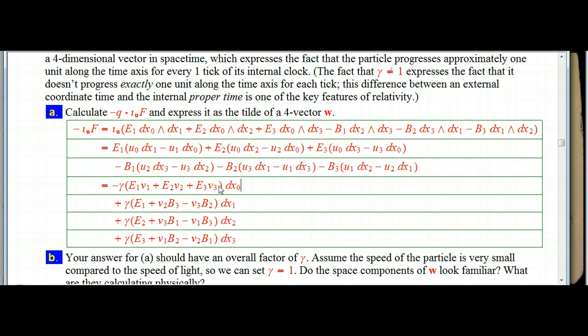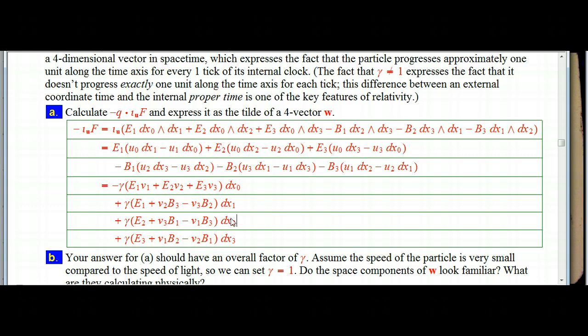Interesting, you might want to think about that for a sec. Hey, does that look familiar? Okay, that's in front of the dx0, and we might expect that to be a little special because that's the time component. We weren't necessarily expecting to get anything there, but we'll see. It's cool. Now what else? Let's see. Well, for dx1, there's an E1 times u0. That's just gamma times 1. So once I factor out the gamma, it's just E1. And what about the dx2? That has an E2 u0, which is basically just E2. Then an E3 coming in here.